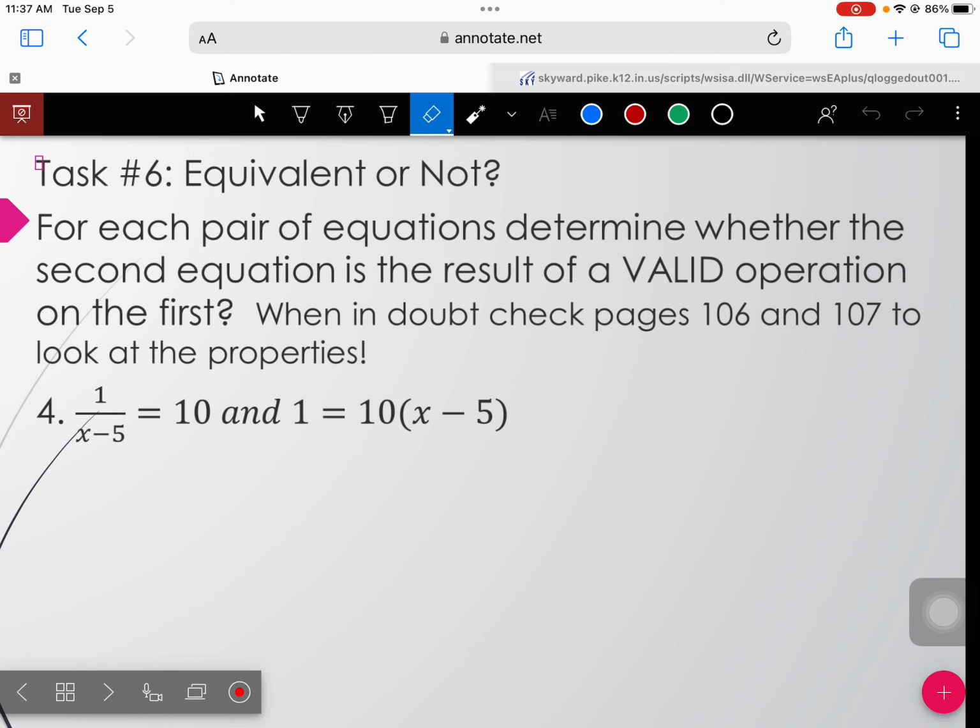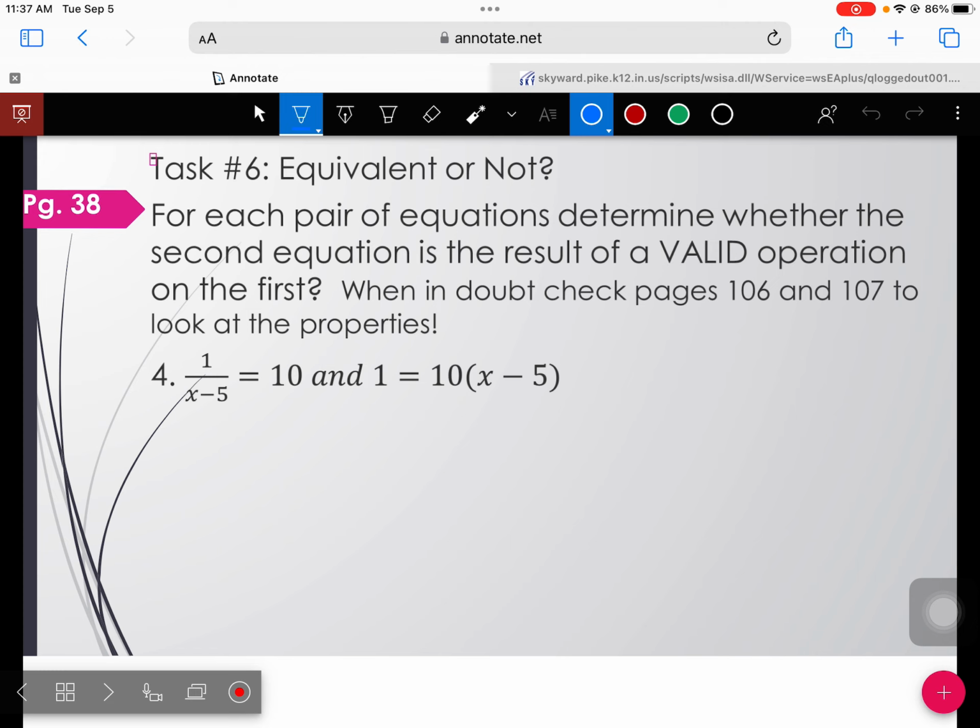All right. So number 4, is there anything I can do to the first equation to get the second? Divide? Somebody say divide? What am I dividing by? I don't think we're dividing. Multiplying? What are we multiplying by? X minus 5. So if I multiply by x minus 5 on this side, I have to multiply by x minus 5 on this side. These would cancel out, and I'm left with 1 equals 10 times the quantity x minus 5.